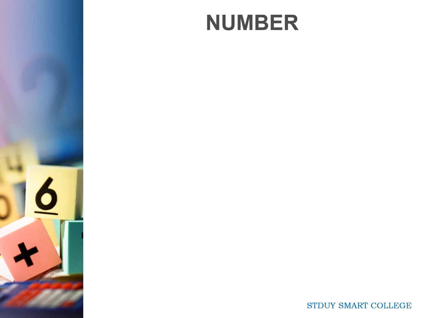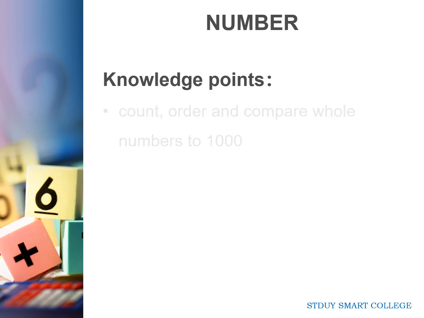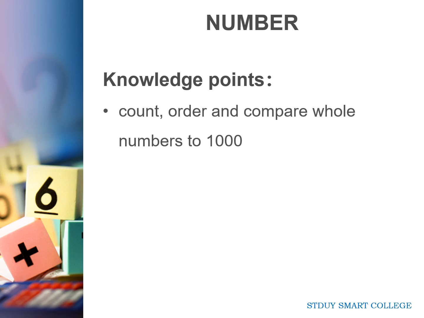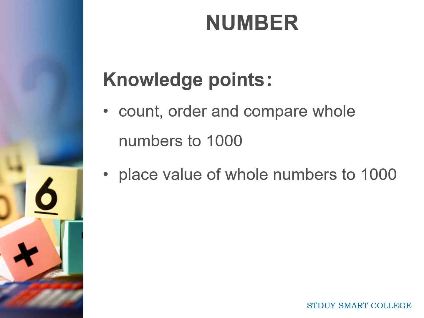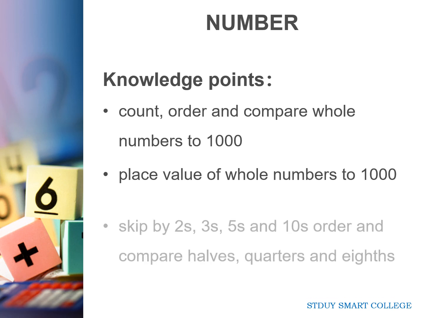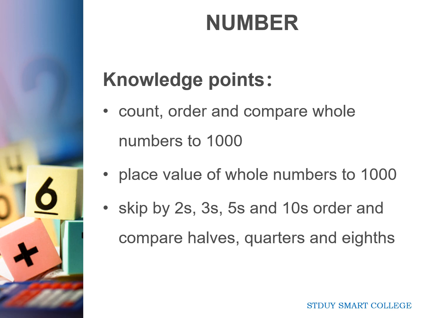First, count, order and compare whole numbers to 1000. Second, place value of whole numbers to 1000. Third, skip by 2s, 3s, 5s and 10s. Order and compare halves, quarters and eighths.